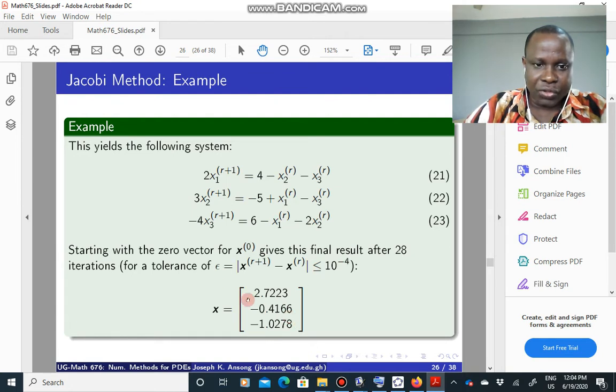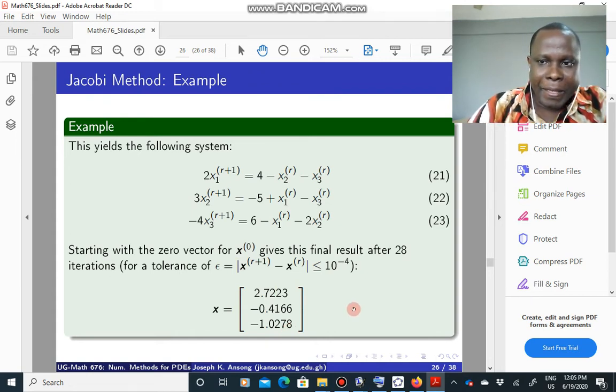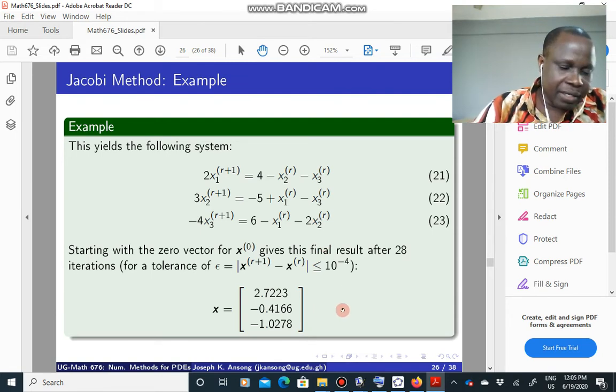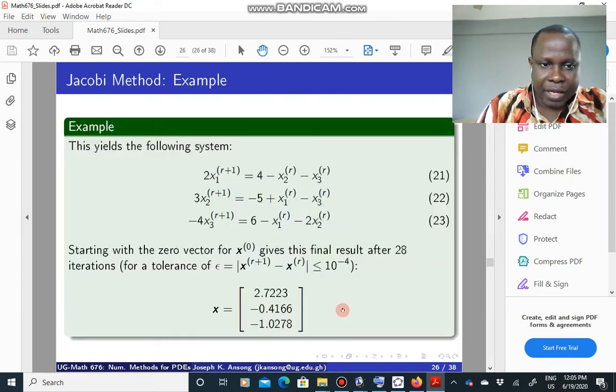You get this solution if you specify a tolerance of about 10 to the minus 4. In other words, you continue this process, and when the difference between x at r plus 1 and x at r is less than this, you stop, and then your solution is given by that. Okay, so that is how you can iteratively solve the system of equations to get this. And so that was the Jacobi method.